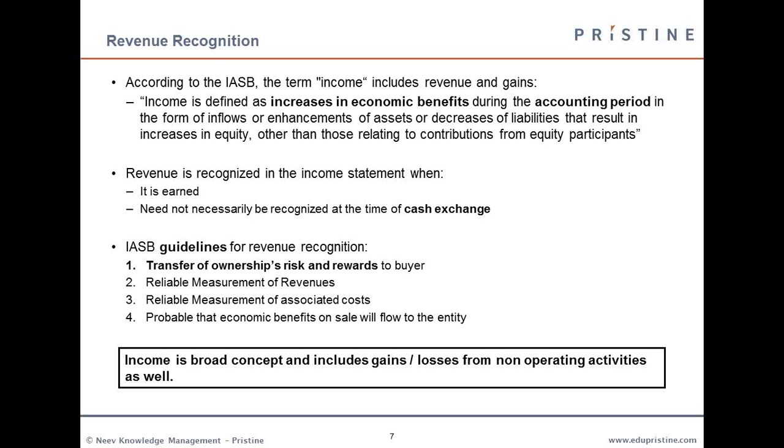The important thing here is income is a broad concept, and it also includes gains or losses that occur from non-operating activities. So income is basically revenues plus the gains or losses. Revenues are simply what we get from sales, from the operating activities, the core activities that you do. The gains and losses are all the non-operating activities, and we add all these to get the net income.